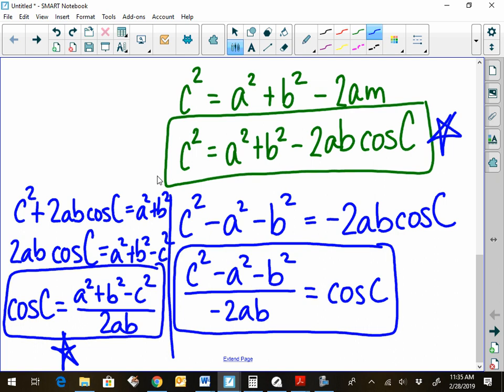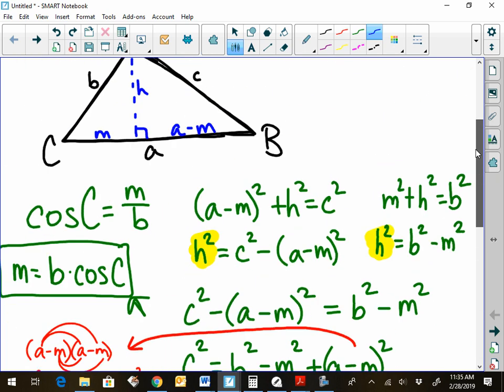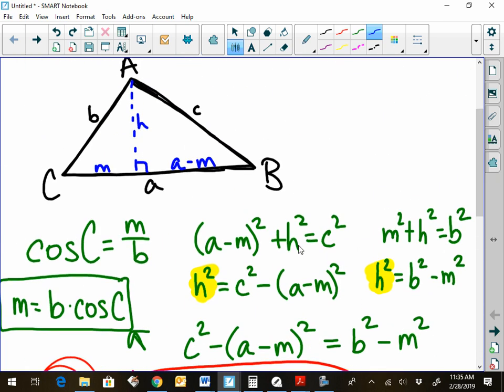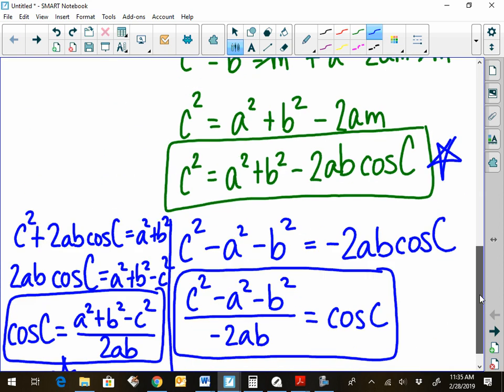So in our next class, we will talk more about applying this to problems. But now that we've seen our proof of just using algebra, using the Pythagorean theorem, using SOHCAHTOA, then we can actually apply the law of cosines to different questions.